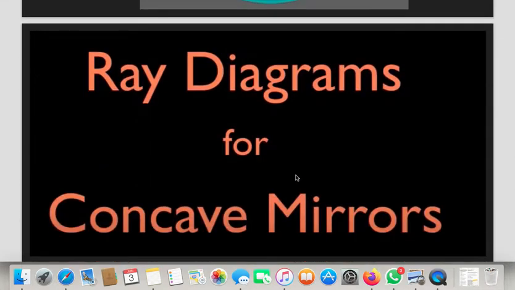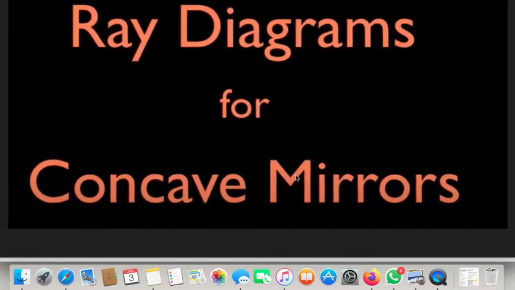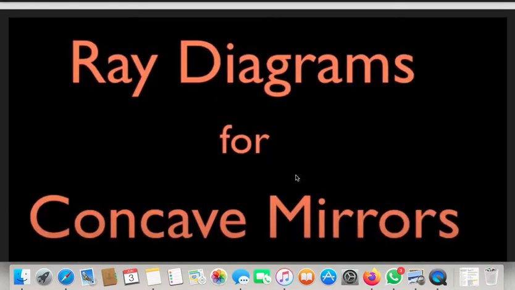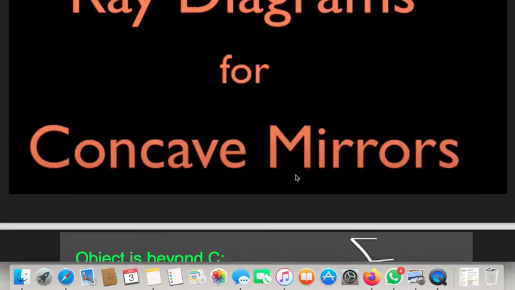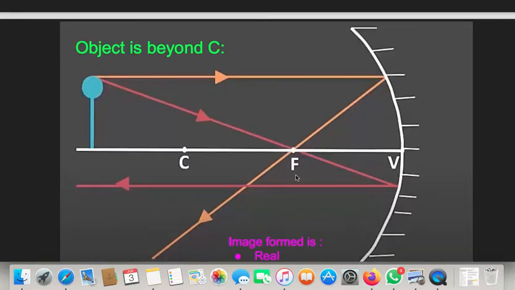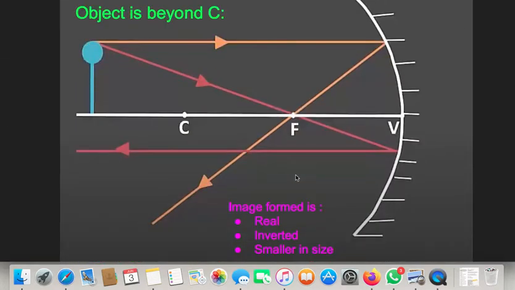Now we're going to talk about the next, that is ray diagrams of concave mirror. Starting with the first, let us consider that the object is placed beyond C. Okay, now this is point P, capital P. Okay, this is point P. Fine.